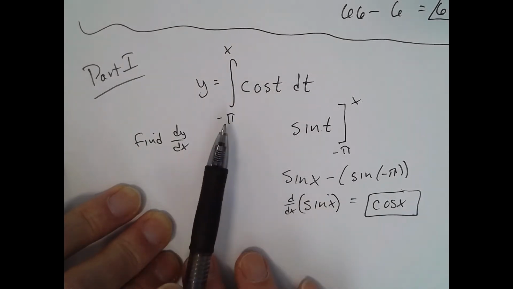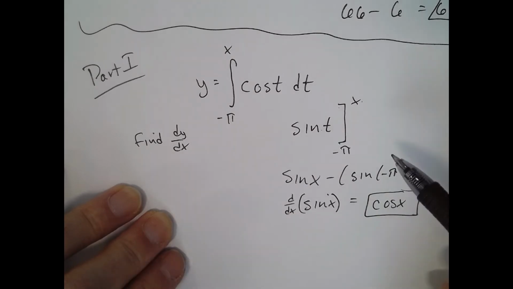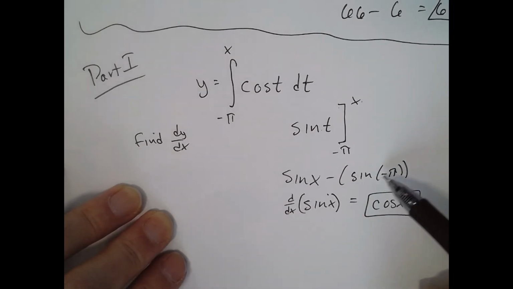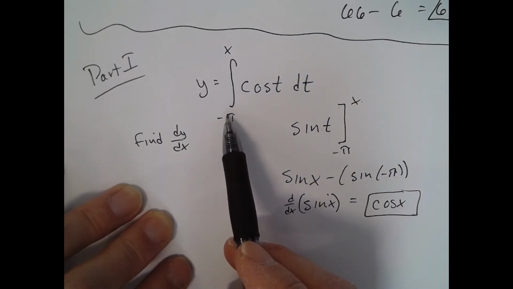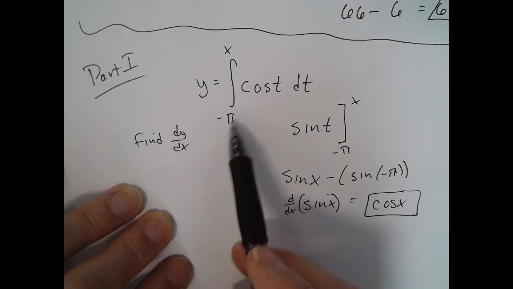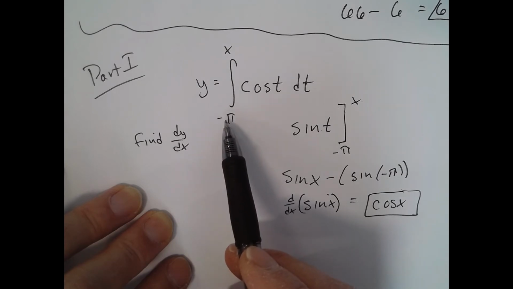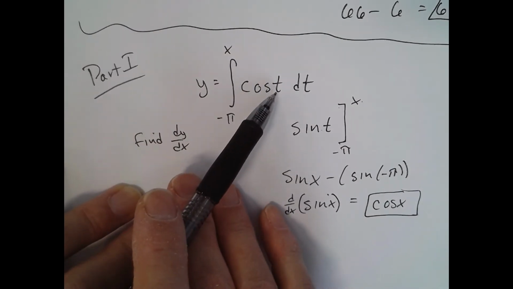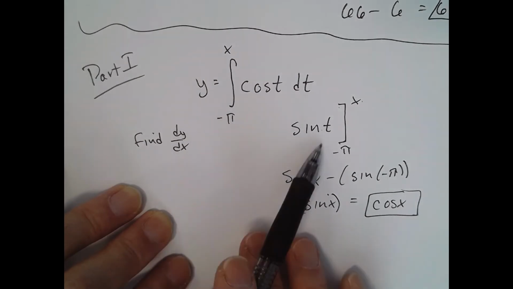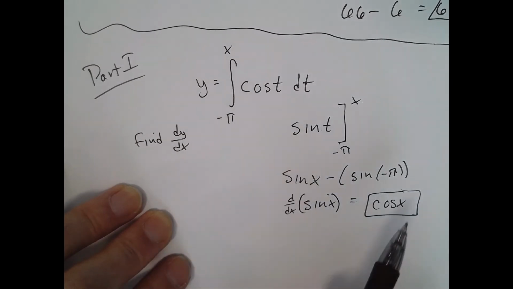Now this negative pi, as long as that's a constant, you can see that our antiderivative is going to be some constant down here, and then we're going to find the derivative of it, so it's going to become 0 anyways. So that could be 1, it could be 100, could be pi, it could be anything. As long as that's a constant, we can ignore it and really just drop the x into our expression here, so it would be cosine x. We don't have to find the antiderivative, because then we're just going to find a derivative again.